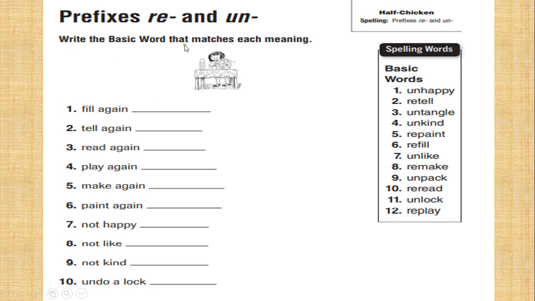Write the base word that matches each meaning. Here we have some basic words. Unhappy, retell, untangle, unkind, repaint, refill, unlike, remake, unpack, reread, unlock, and replay. 1. Fill again. Since we have the word again, it means we have to use the prefix re. Refill. Tell again. It means we have to use the prefix re. Retell. Retell the story for us, please.